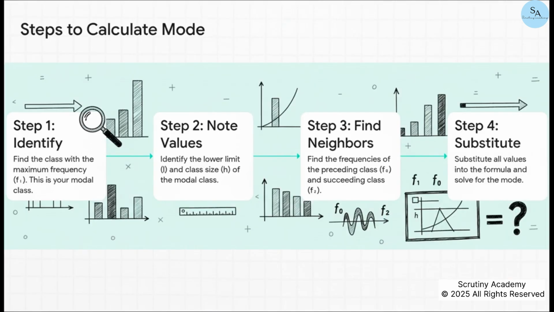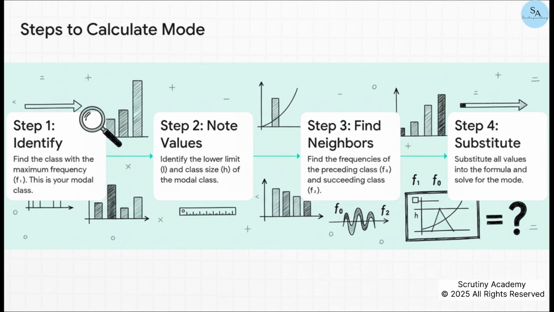And here's how you do it. A super simple 4-step process. First, find that class with the biggest frequency. That's your modal class. Then you just identify its buddies, l, h, f0, f1, and f2. Plug them in and solve.